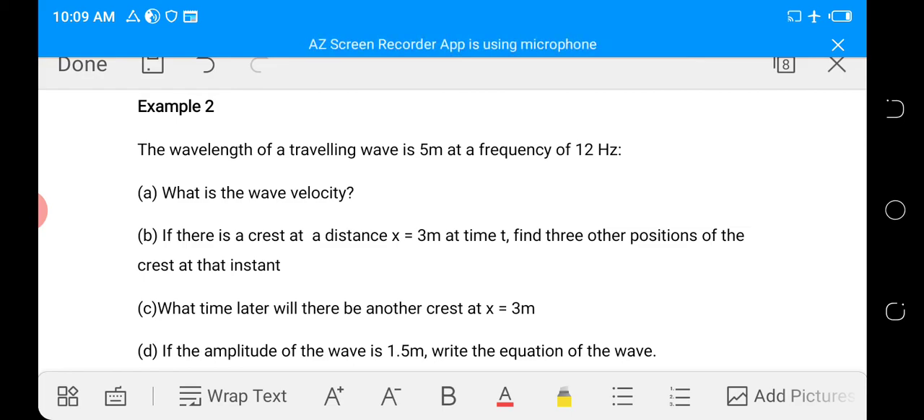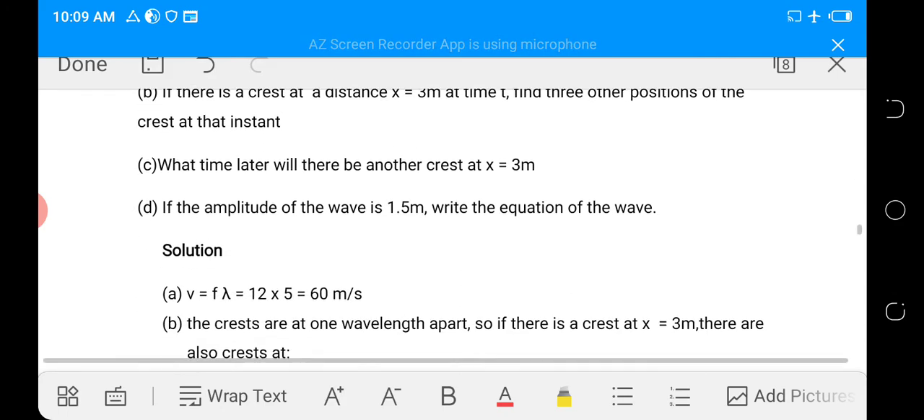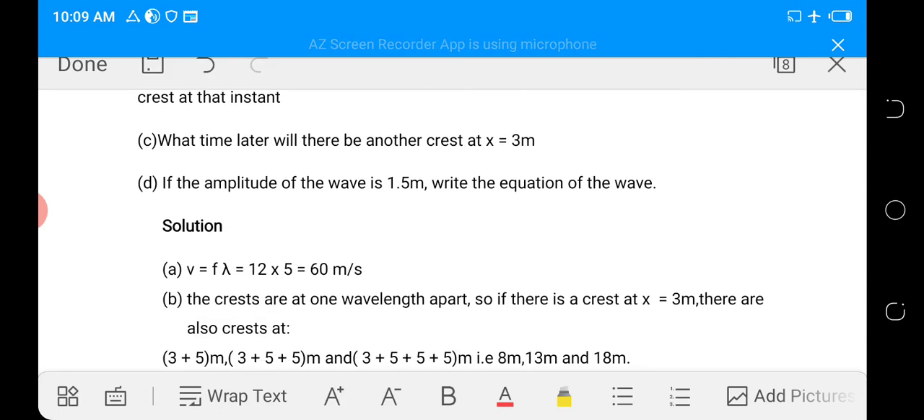So let's go. From the question, you can see that we were given the wavelength to be 5 meters, and we were given the frequency to be 12 Hz. So let's pick those two. And velocity is given by the product of the two, frequency times wavelength. So the velocity is going to be 12 times 5 to give me 60 meters per second.